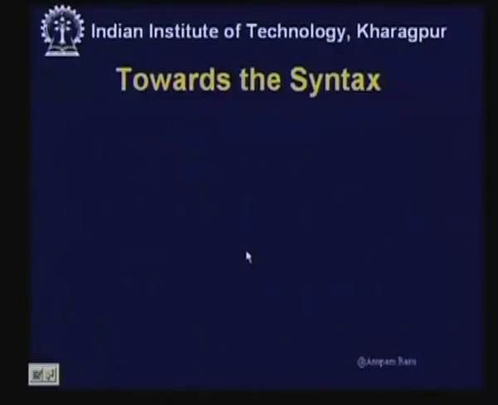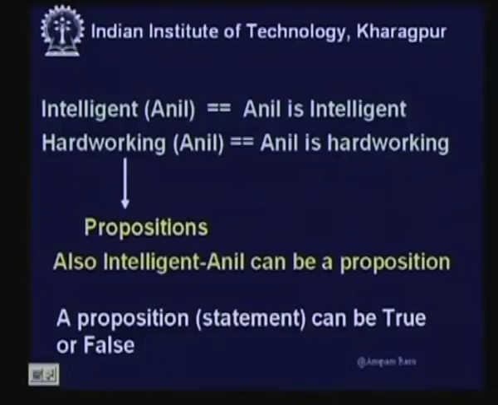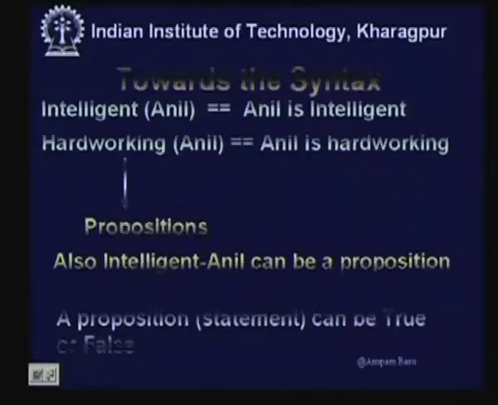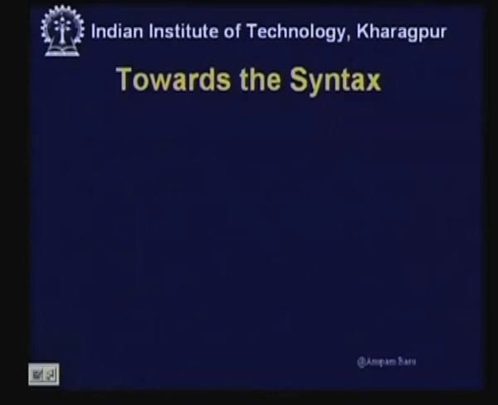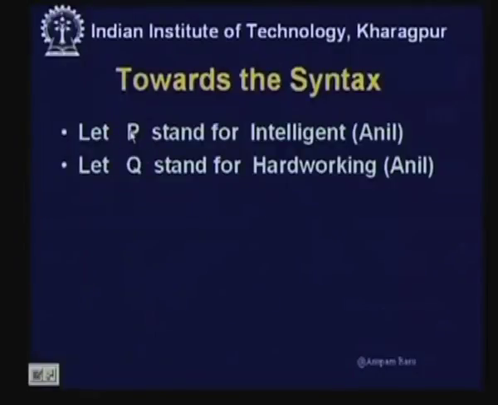Now, let us look at it a little more formally. Can I write it in any particular way? Can I write it in any way I like? For example, Anil, intelligent Anil, or intelligent Anil within parenthesis, or what should I write? In order to know that, we must come to the syntax properly. And as I have said, the syntax basically talks about the grammar of the sentence. Now, let P stand for this proposition that I was using, intelligent Anil. Let Q stand for hardworking Anil.